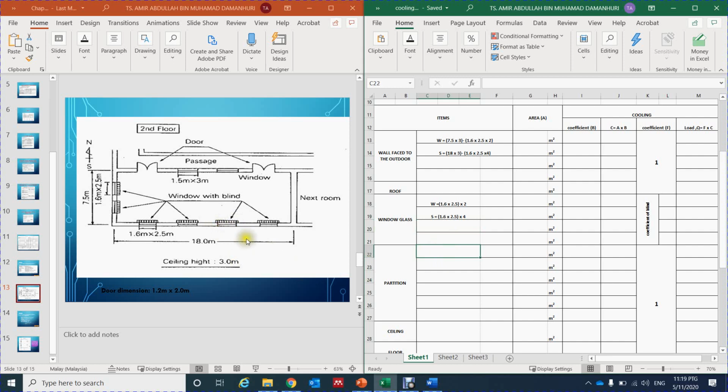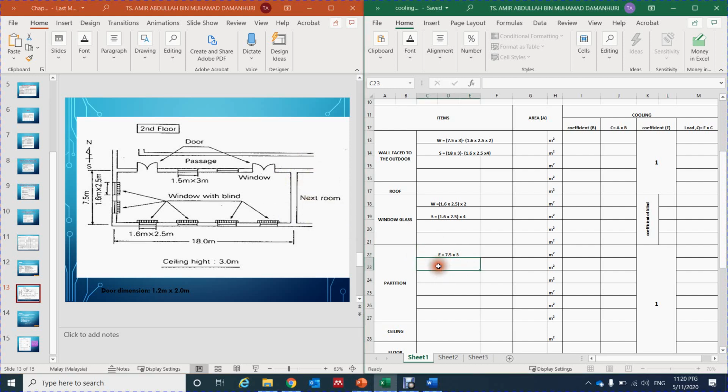So please keep in mind the partition that we have here. We have one on the east side, and then we have one more in the north side. So now the partition, we try to put into the E first. So E will be 7.5 times 3 for the area of this side of the wall.